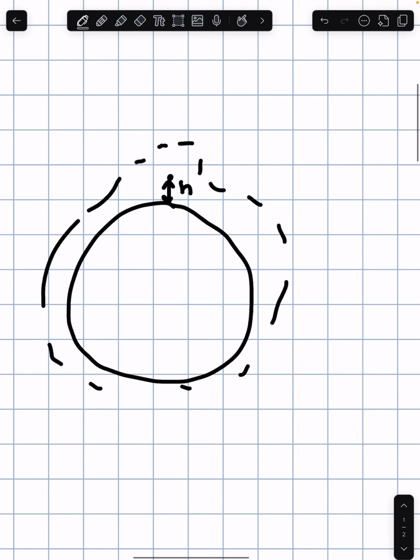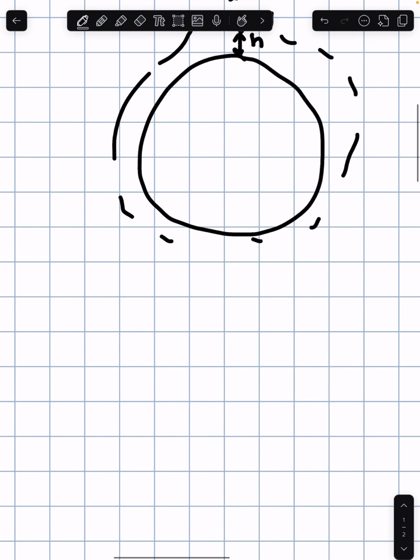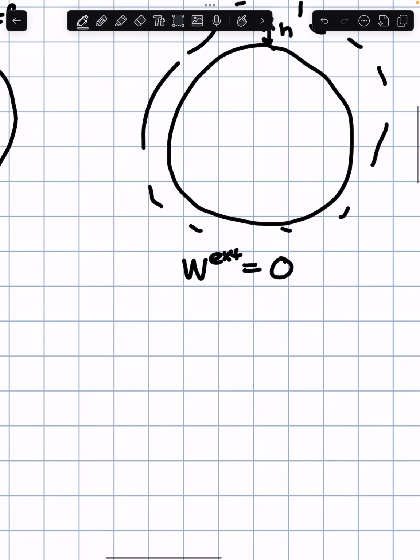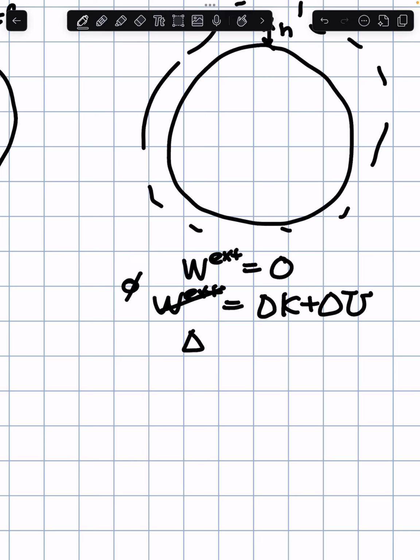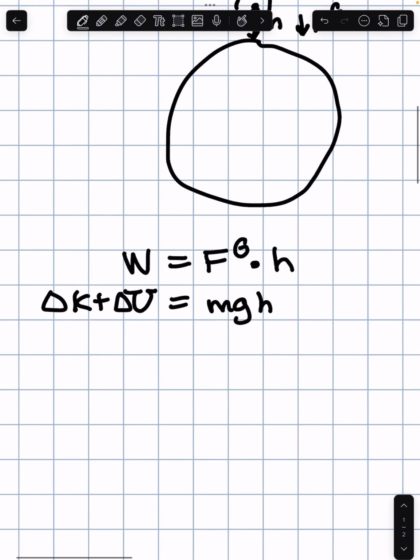Are there any external forces? No. The force of gravity is internal to our system, which means that there are no external forces, so our work external is going to equal 0. Because our work external is also equal to our delta k plus delta u, this is 0, which means that our delta k is going to equal negative delta u. This is a very useful expression, but let's see if it's the same over here.